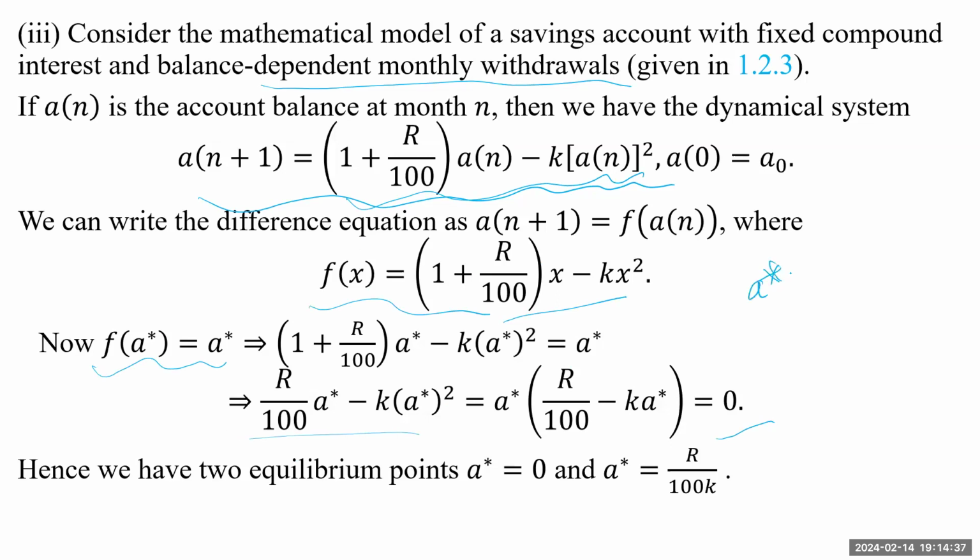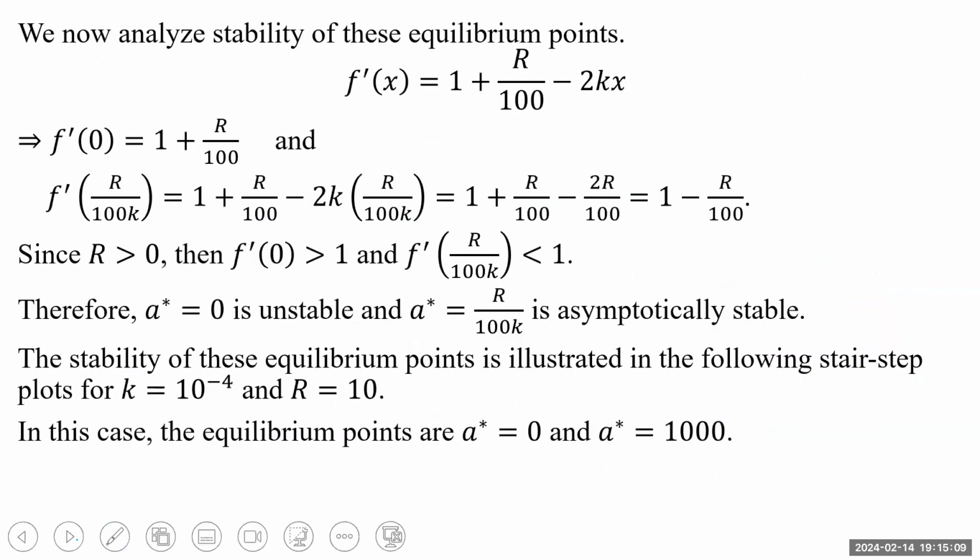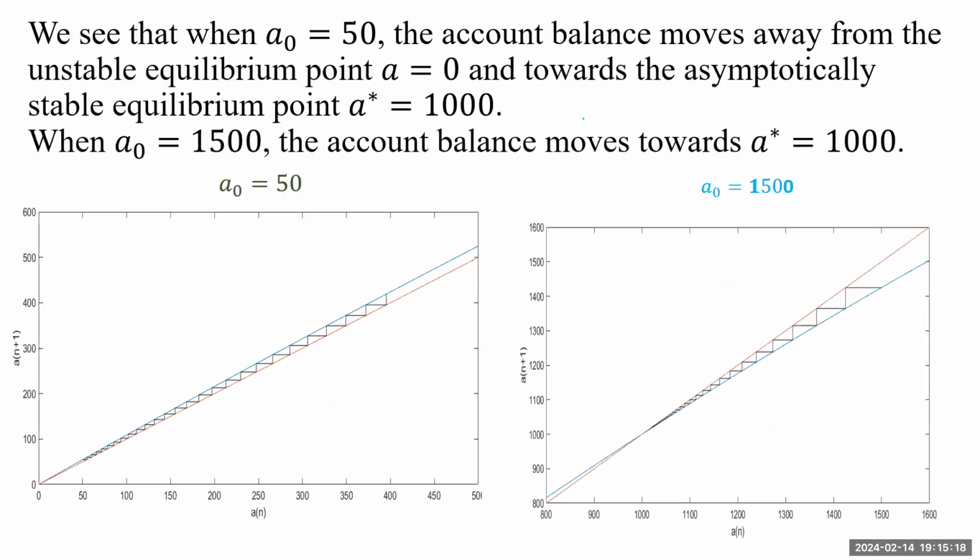One is A star equals 0, and the other is R over 100 minus K times A star equals 0. That is, A star equals R over 100 times K. So this is one equilibrium point, and this is another equilibrium point. So you have to discuss the stability analysis for the equilibrium points of this one, right?